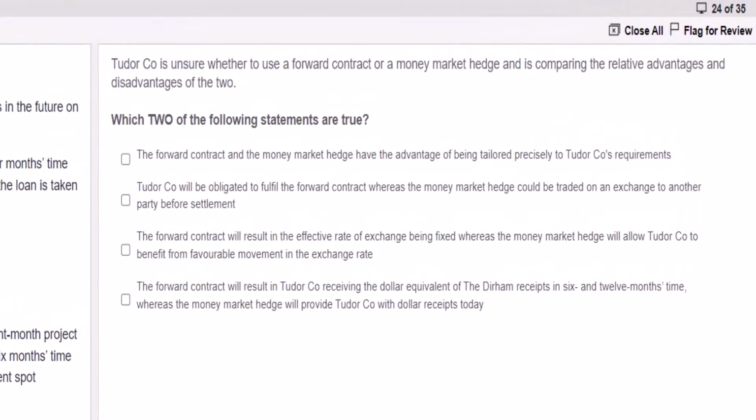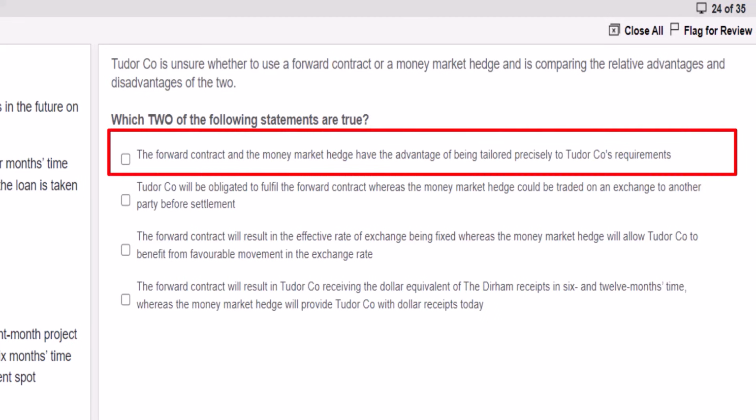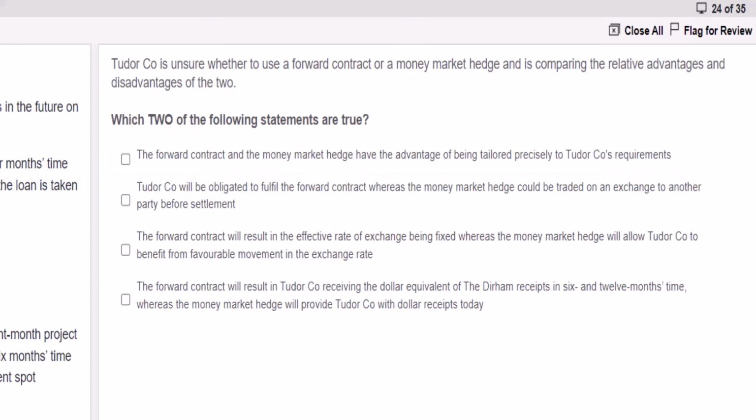The first one says here, Tudor company is unsure whether to use a forward contract or a money market hedge, and is comparing the relative advantages and disadvantages of the two. Which two of the following statements are true? The forward contract and the money market hedge have the advantage of being precisely tailored to Tudor company's requirements. Absolutely. They're over the counter and they're bespoke, and they're precisely tailored to their requirements, which is good.